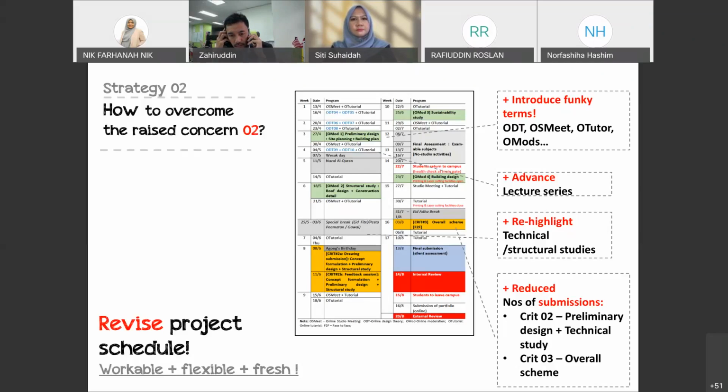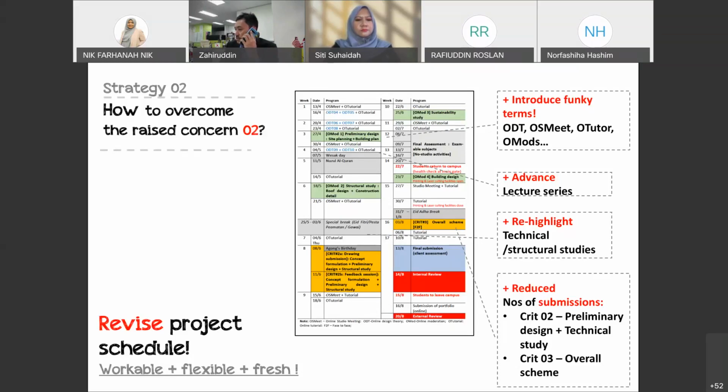Then number three, when I re-highlighted technical and structure studies. My concern was because we had experiences much earlier when students had floating roofs, when students did not resolve the construction, when students did not come up with appropriate detailing. So what happened is that I rescheduled the structural and technical studies to be much earlier.